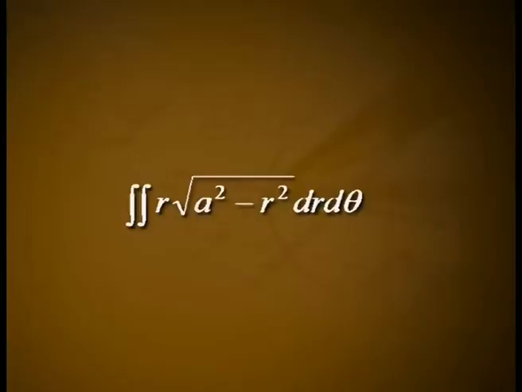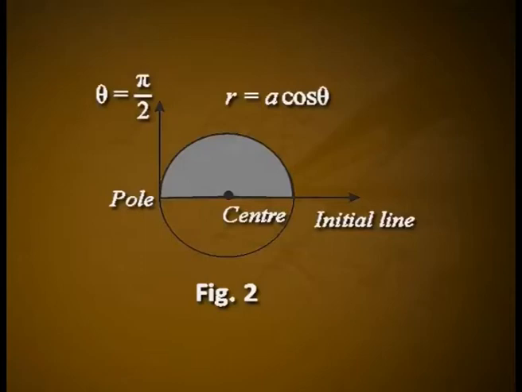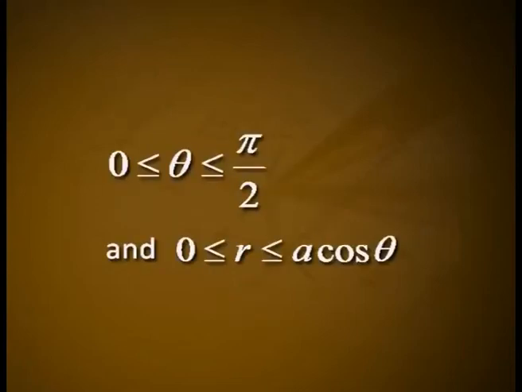pi plus 8 by 4. Example 3. Evaluate double integral r into square root of a square minus r square dr d theta over the upper half of the circle r is equal to a cos theta. Solution. Referring figure 2, the polar equation of the upper half of the given circle is 0 less than or equal to theta less than or equal to pi by 2 and 0 less than or equal to r less than or equal to a cos theta.